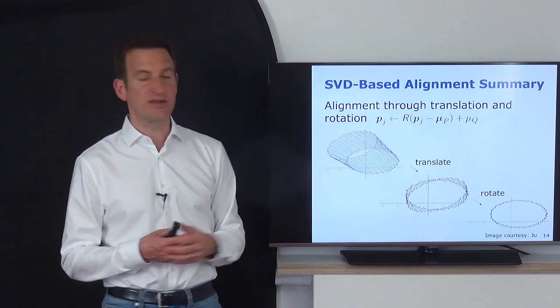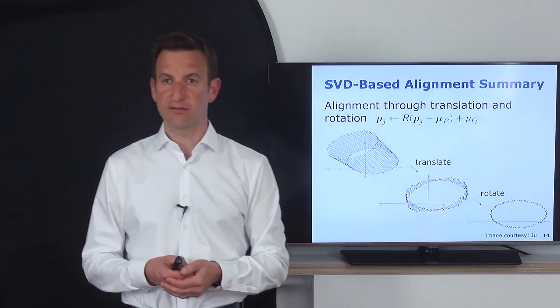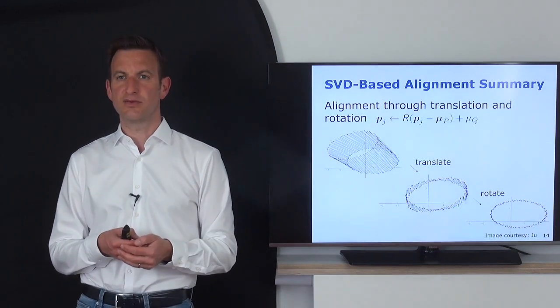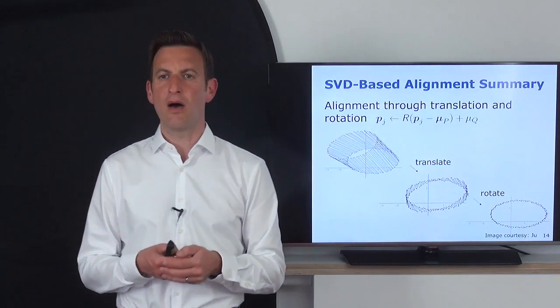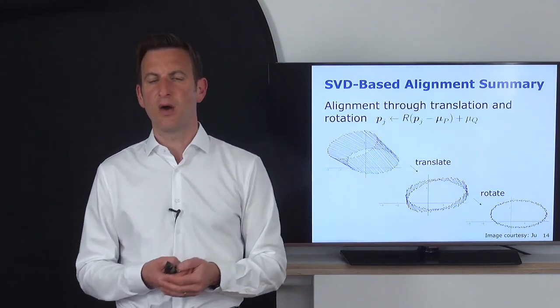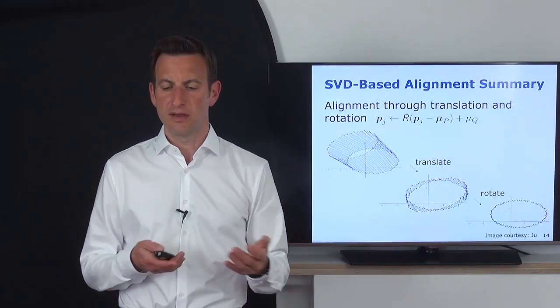So the optimal translation and rotation that minimizes my error function. And again, this works assuming known data association. So we assume to know our correspondence set. And if we know our correspondence set, this is the way we can compute our solution.